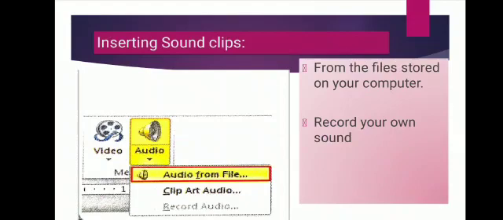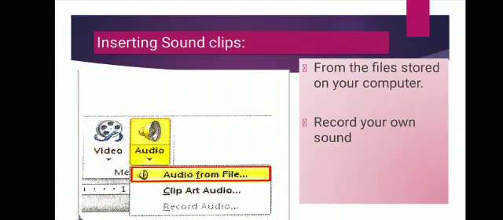Now for this, select the slide where you want to add sound. First you have to select the slide. Now click on the insert tab, then media group, and then you have to select the audio drop down arrow. Here in the diagram it is given. When you click on this audio drop down arrow, three options will appear: audio from file, clip art audio and record audio. So for this you are going to attach a file from your computer. So you will select the audio from file option.